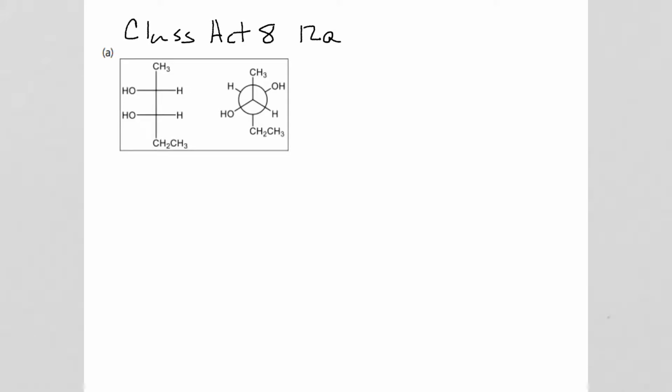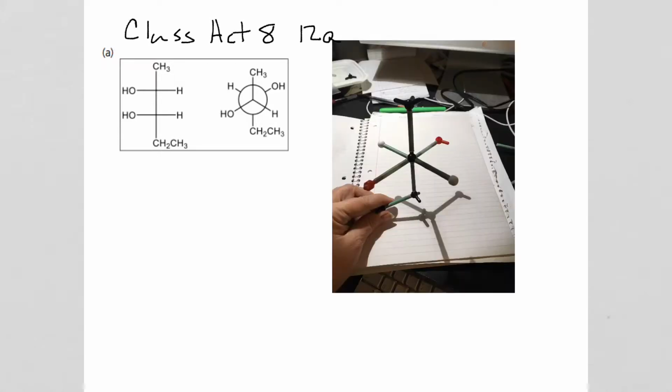Okay, so this is a question from Class Activity 8, 12A, and the question specifically was about determining the absolute configurations from the Newman projection right here. And so, because the student couldn't quite figure out which way the groups were pointing, what you've got to do here is build a model. You either have to have really good three-dimensional spatial skills so you can turn this model around in your head, but I think what you really need to do is build a model. And that's what I did here.